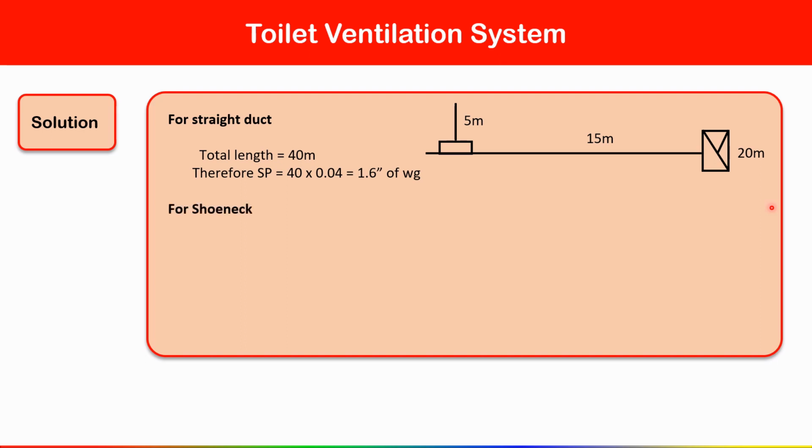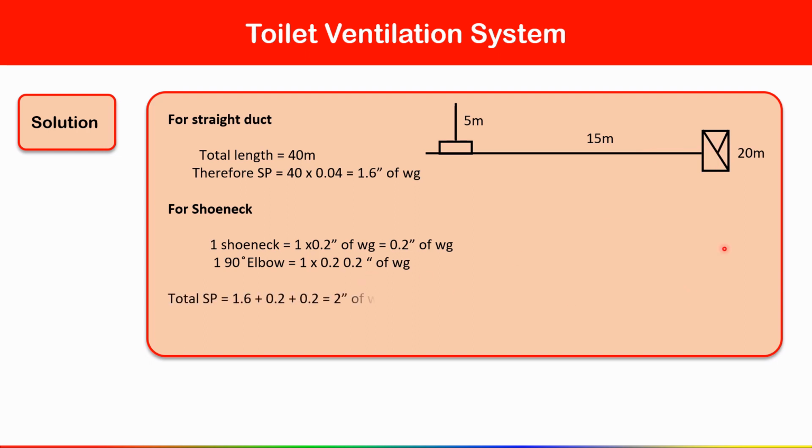Now in the same way, one fitting is also coming, the shoe neck. For the shoe neck, as I told you, it is considered as a 90-degree elbow. So for a 90-degree elbow, we have to take the static pressure 0.2 inch of water gauge. Just multiply, only one fitting is there, so here we get 0.2 inch of water gauge. One 90-degree elbow is also coming, so just take that. So finally, the total static pressure we have got is 2 inch of water gauge.